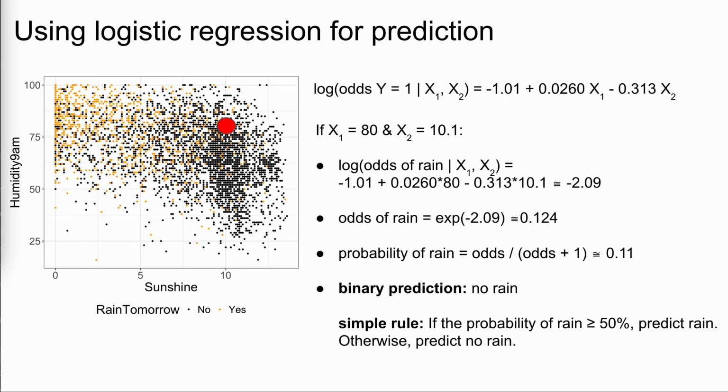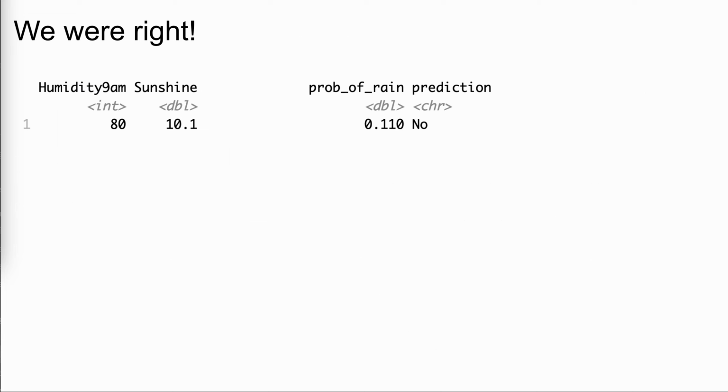I made this prediction based on a simple rule. If the probability of rain is at least 50%, I'll predict rain. Otherwise, I'll predict no rain. Our data on the weather conditions at left and our probability calculations and binary prediction of rain at right are summarized here. And if we look at the actual rain outcome in the dataset, it turns out that our prediction was correct. It did not rain. But, of course, our predictions won't always be correct.